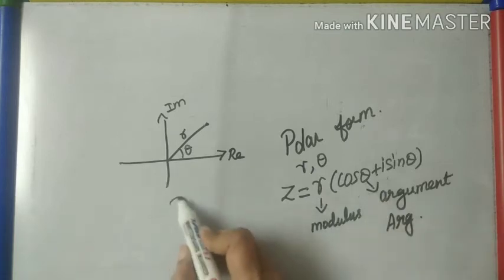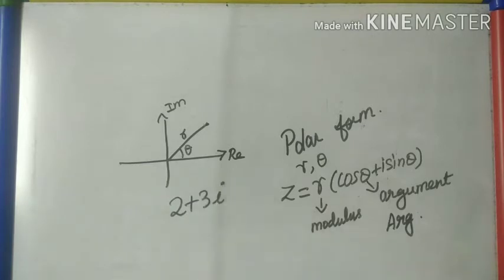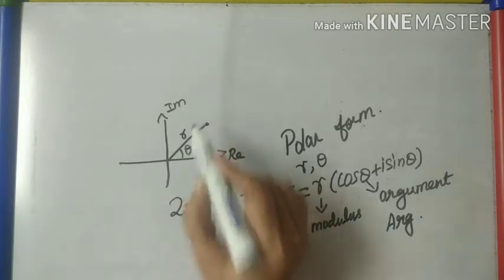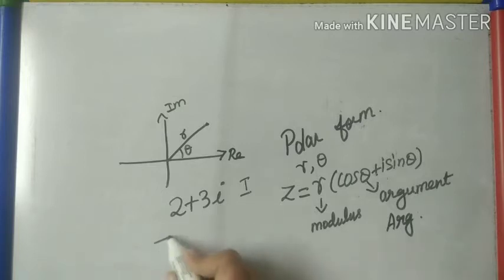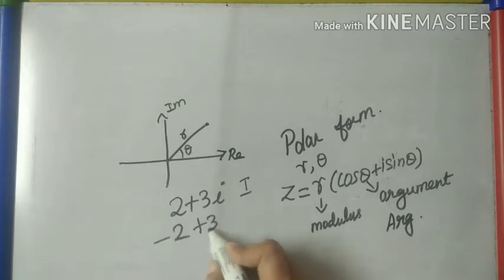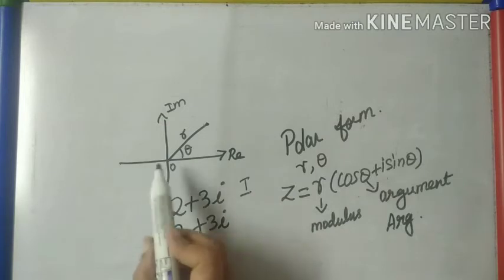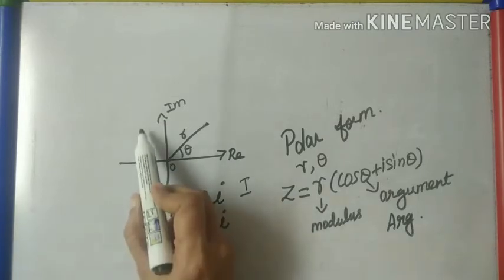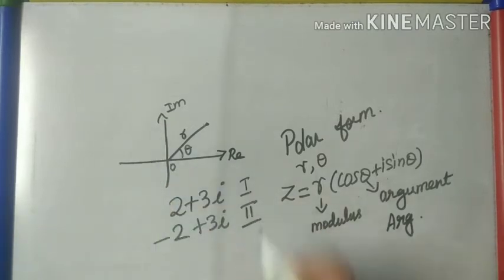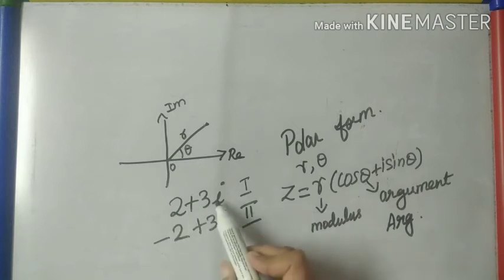Now given a number like this, 2 plus 3i, where will it come actually? Real positive, imaginary also positive. So this is in which quadrant? First quadrant, 2, 3, somewhere here. What about minus 2 plus 3i? Where will this be? Minus 2 comes on this side. If I keep this as the origin, minus 2 here and 3 will be here. So this is in which quadrant? Second quadrant. So both are positive.